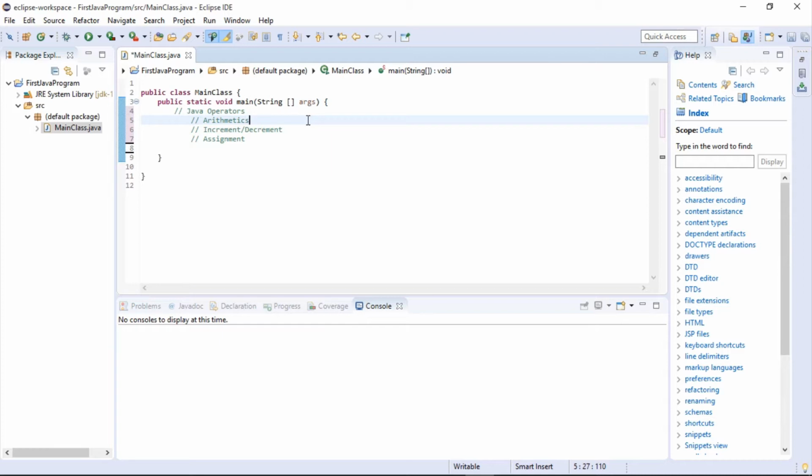Then we are going to have the addition operator, which is this. Then we have the subtraction operator, which is this. We also have the multiplication operator, which is this. We also have the division operator, which is this, and we have the modulo operator. So these operators are what we'll be considering today. First, let us talk about this addition operator.